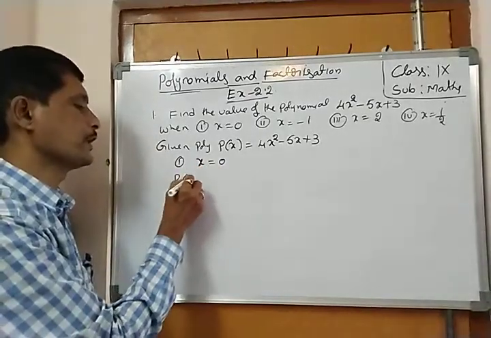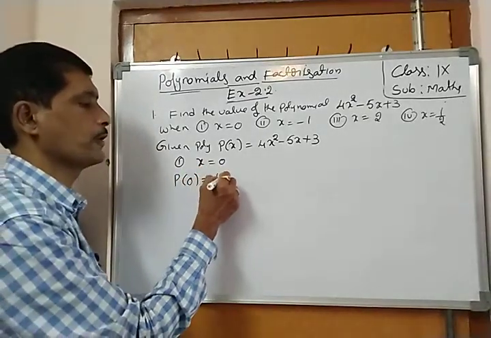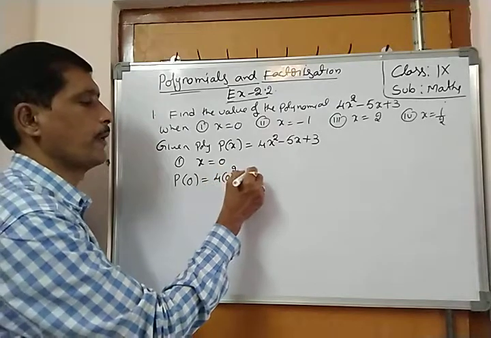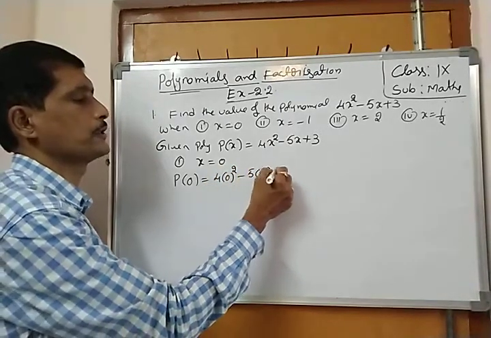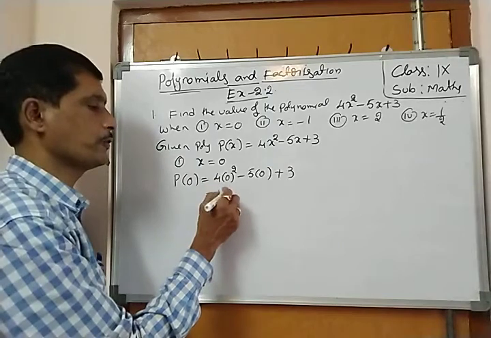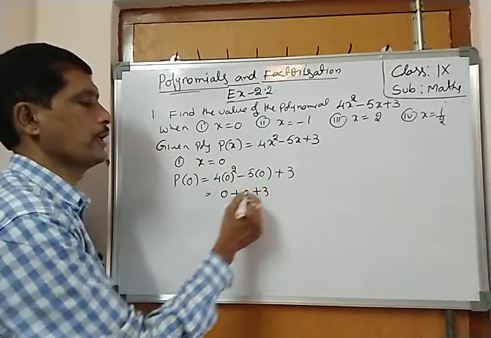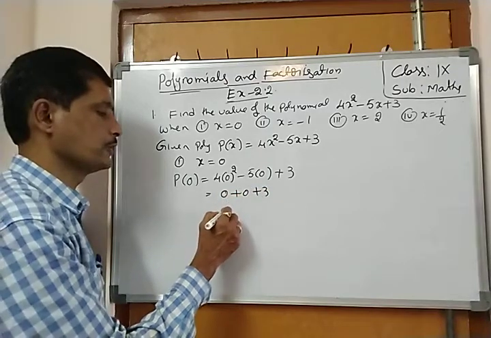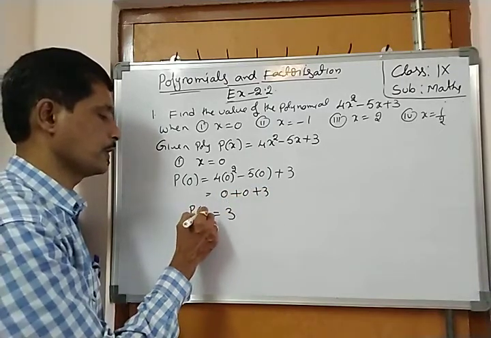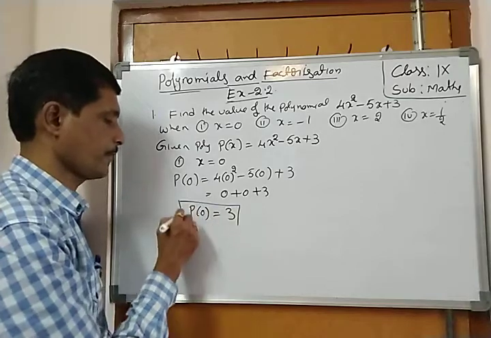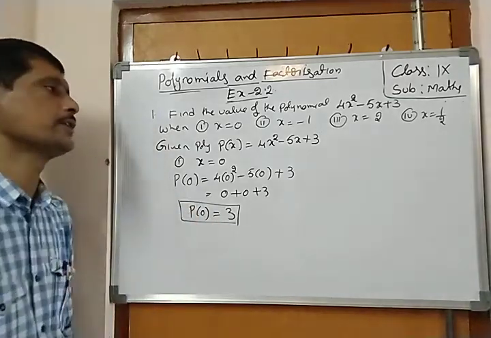P of 0 equals 4 into 0 whole square minus 5 into 0 plus 3. Here 4 into 0 is 0 only, here also 0, and plus 3. 0 plus 0 plus 3 equals 3. That is P of 0. P of 0 equals 3.